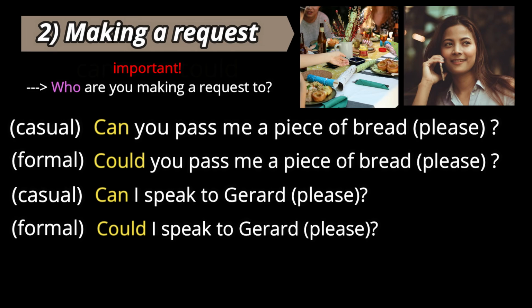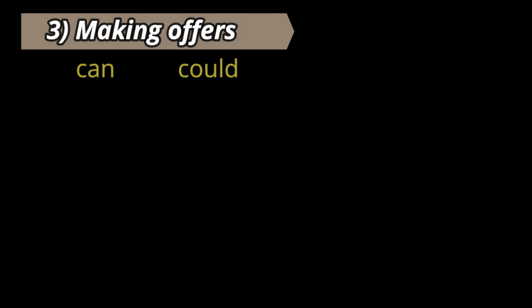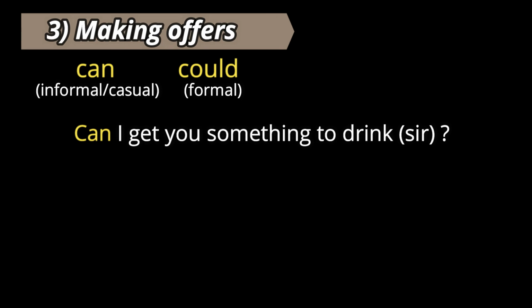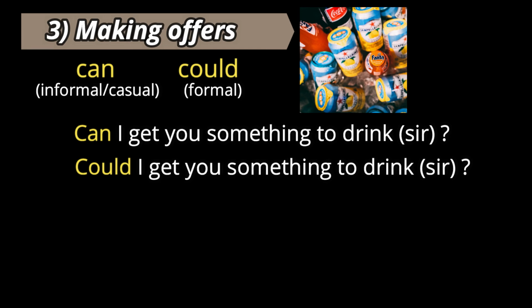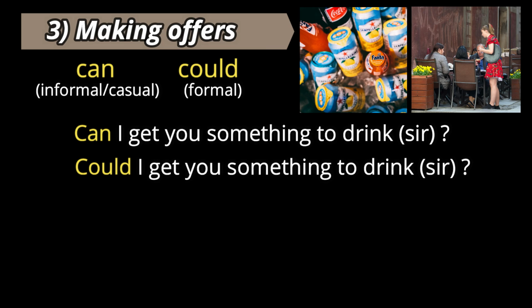Now we're going to look at making offers with can and could, and I hope you're beginning to see the pattern here with can and could. Can is used for an informal situation, and could is used for a formal situation. So let's say you're at home, your friend comes over to your house, and you say, can I get you something to drink? We would use can. On the other hand, if let's say you go out to eat somewhere, the waiter or waitress would say, could I get you something to drink?